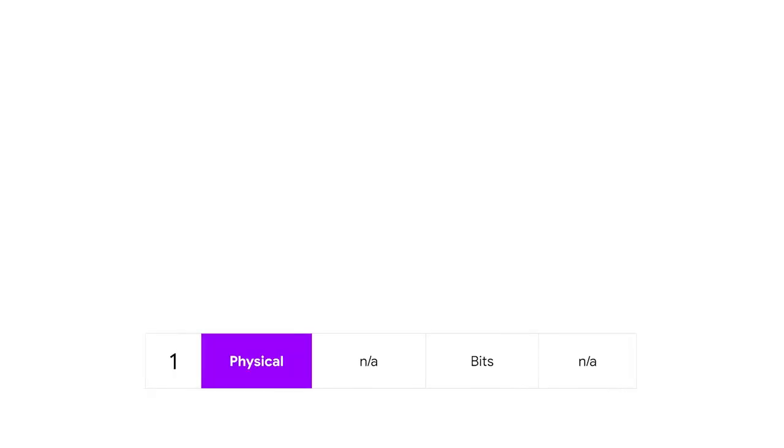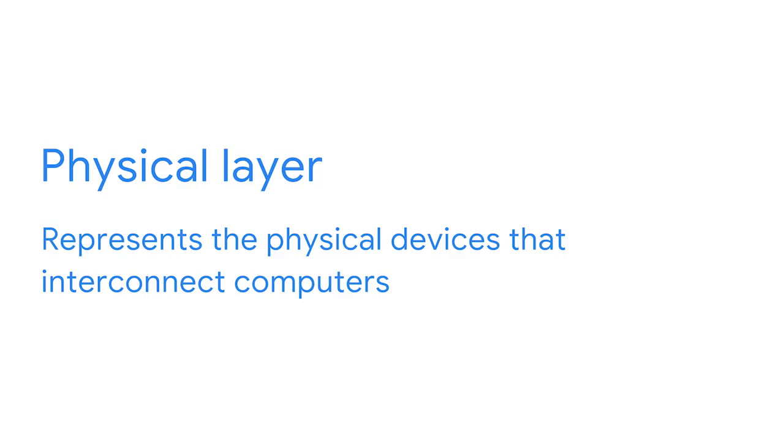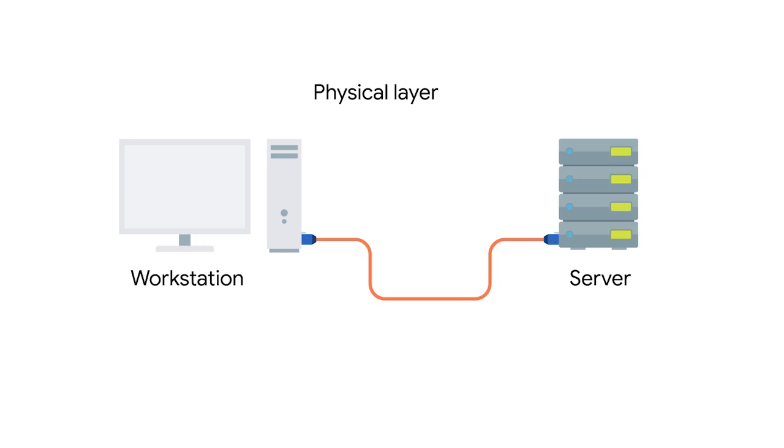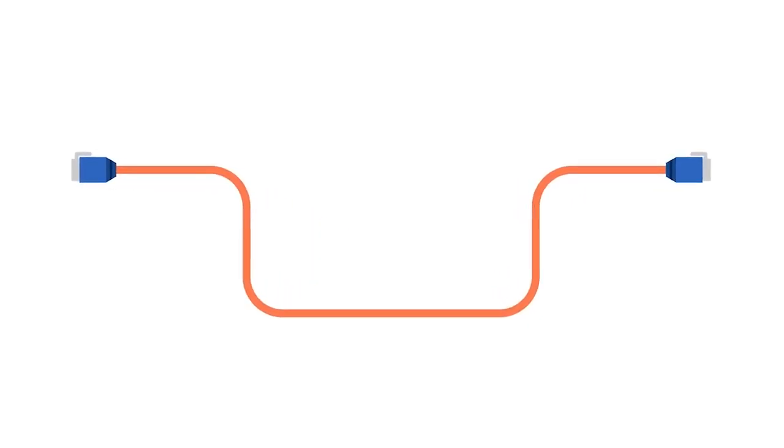Let's start at the bottom of our stack, where we have what's known as the physical layer. The physical layer is a lot like what it sounds. It represents the physical devices that interconnect computers. This includes the specifications for the networking cables and the connectors that join devices together, along with specifications describing how signals are sent over these connections.